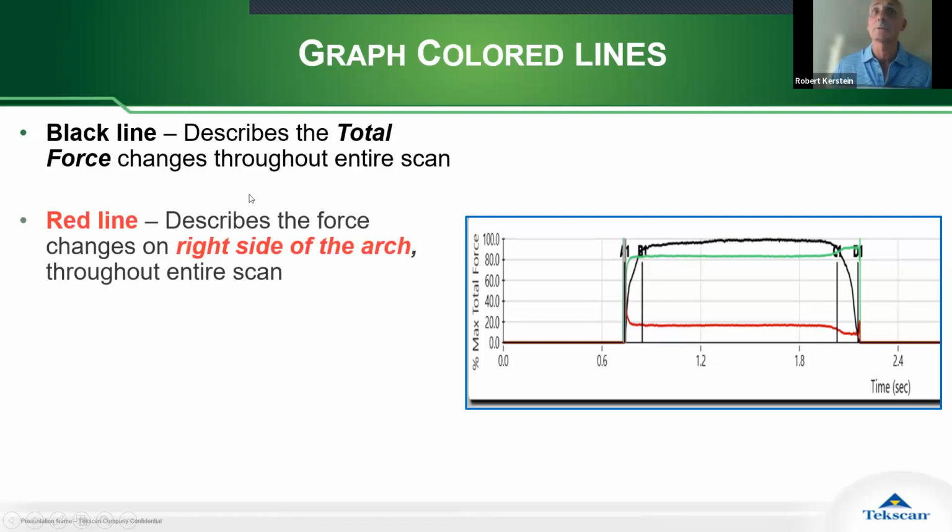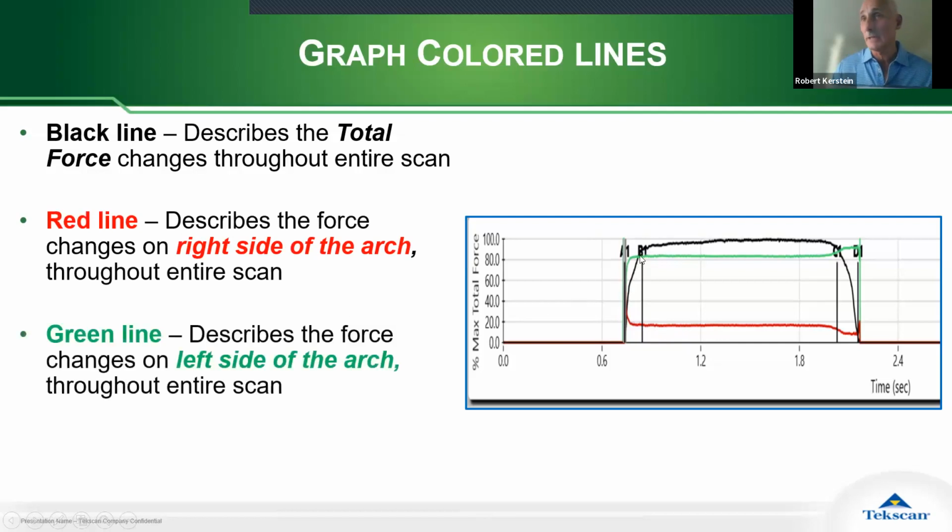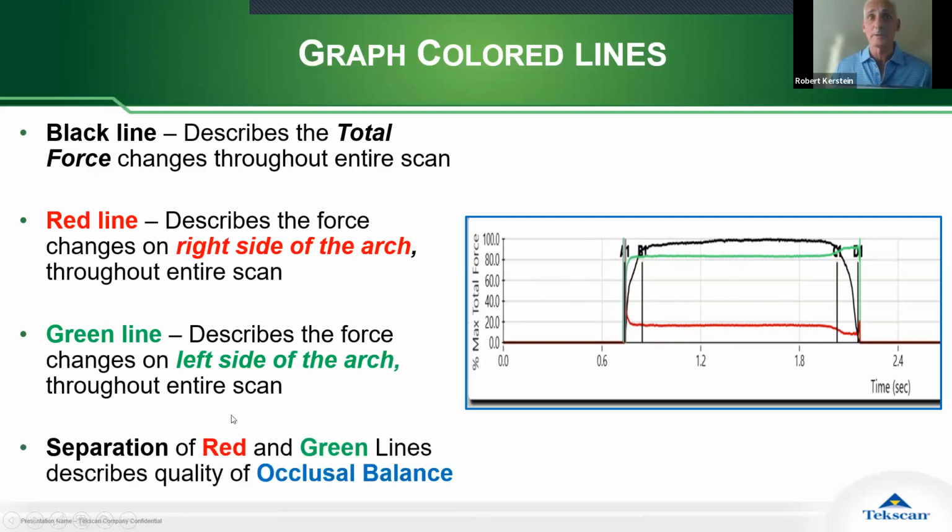So the black line is total force. The red line describes the right half of the arch. So you can see here, the right half of the arch, the force percentage is very low. The green line represents the left half of the arch, which is in this case very high. There's a huge right to left imbalance in this case. And the graph illustrates that, again, without playing the movie. And the distance between the red and green lines describes that balance. Okay, so those are the colored lines in a closure graph.